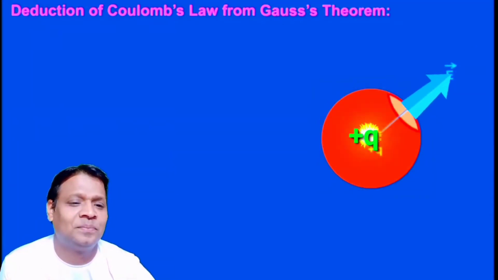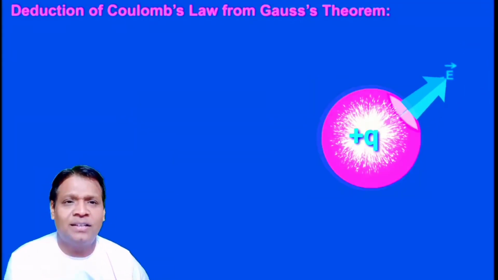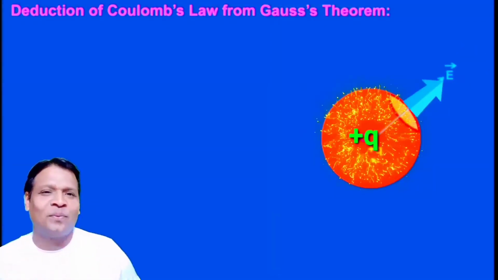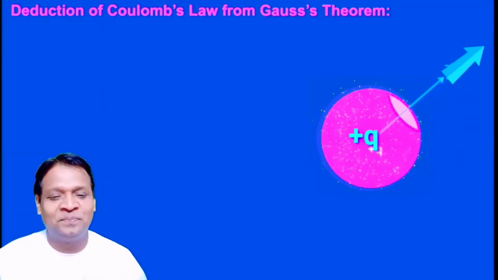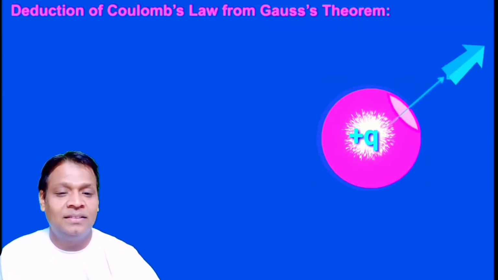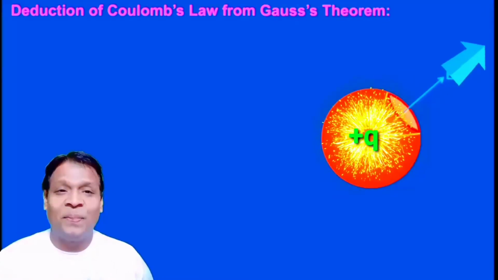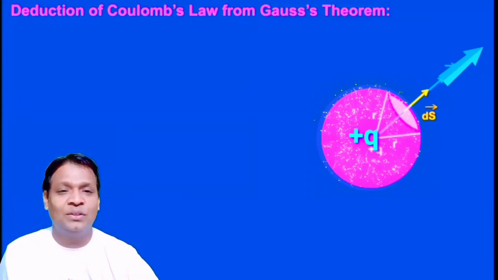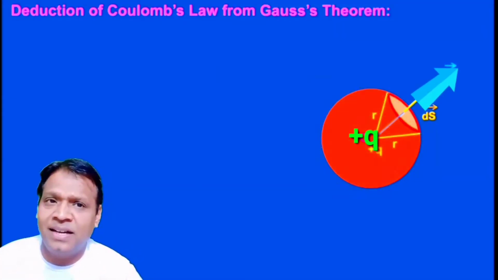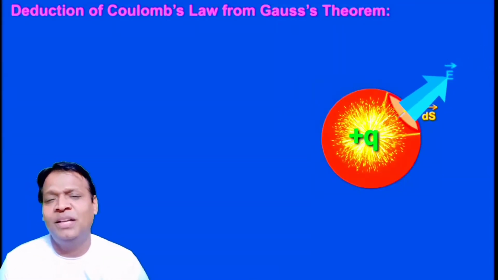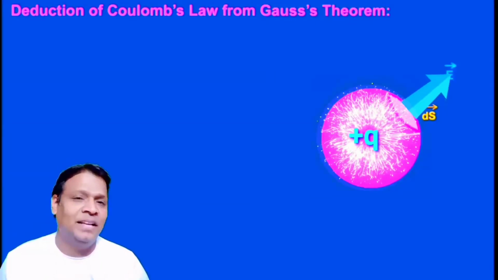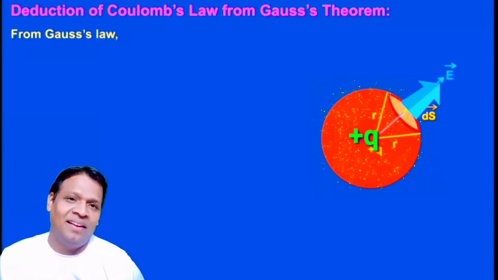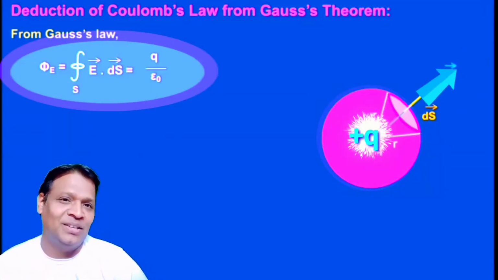Now look here. In this situation the area vector at that point and the field direction will be in the same direction. So from Gauss law, the flux passing through this entire surface, or the total flux, is given as phi E equals the closed integral of E dot ds, and that is numerically equal to Q upon epsilon naught.